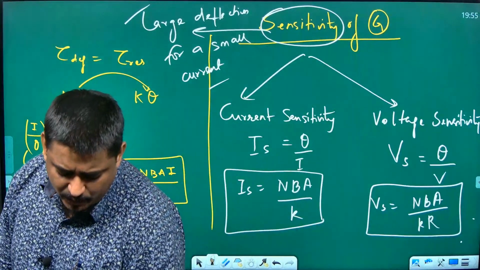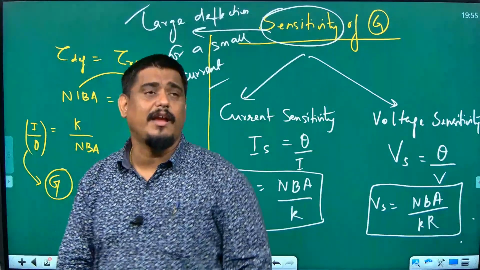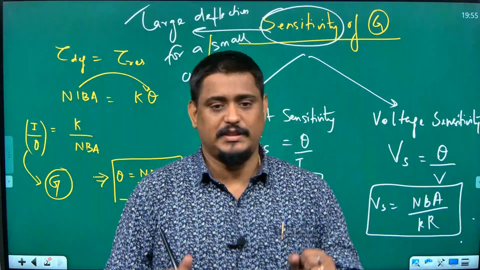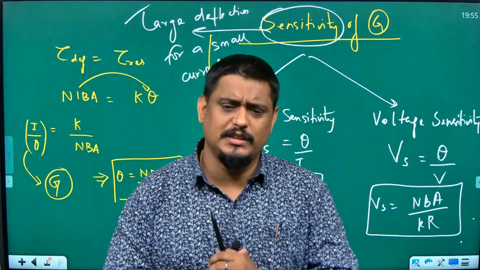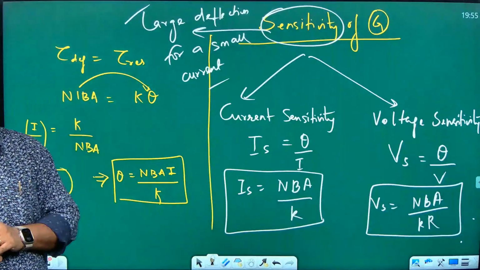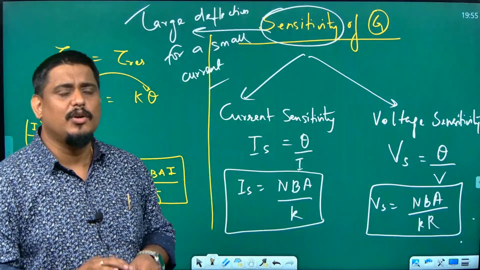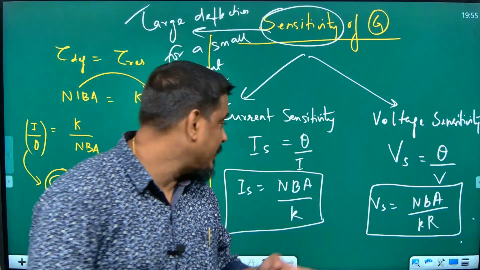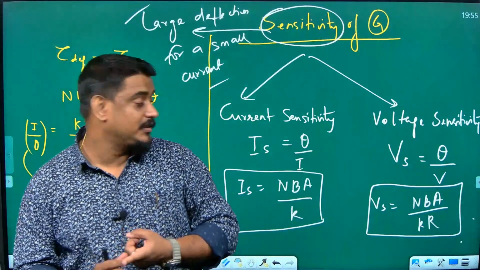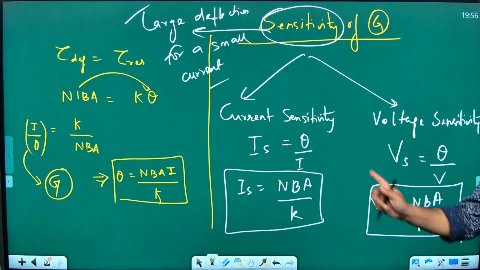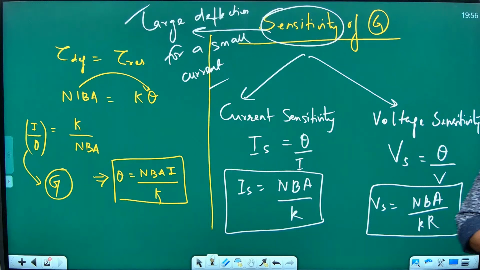I said in the beginning that you want your galvanometer to be sensitive. You want it to be more sensitive. If you want it to be more sensitive, what steps will you take? By seeing this equation, tell me what steps you will take to make your galvanometer more sensitive. Sir, increase the magnetic field. Increasing magnetic field, very good. Reduce the resistance. Reduce the resistance, very good. Increase the area of the coil, very good. Increase the number of turns, very good.